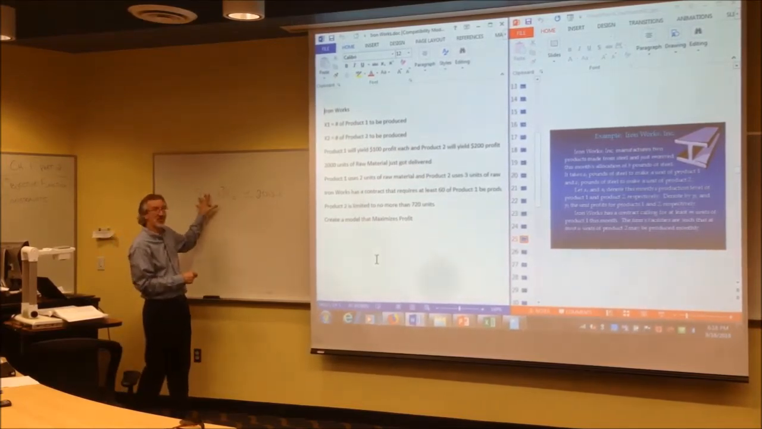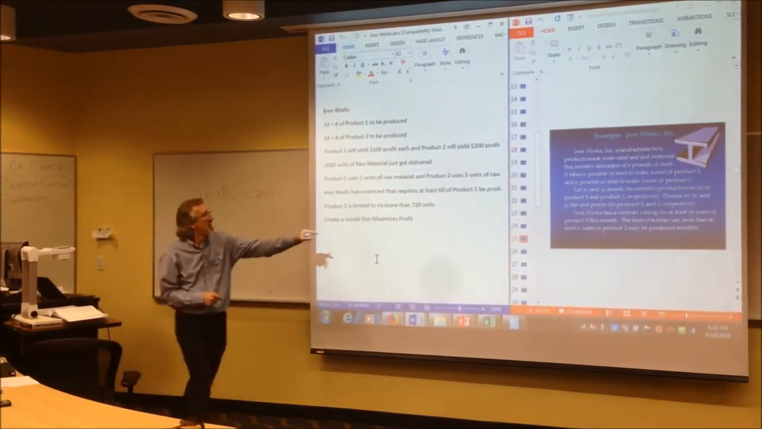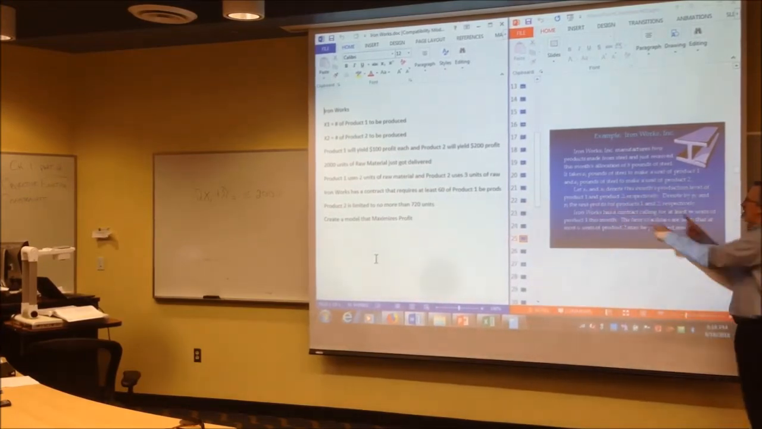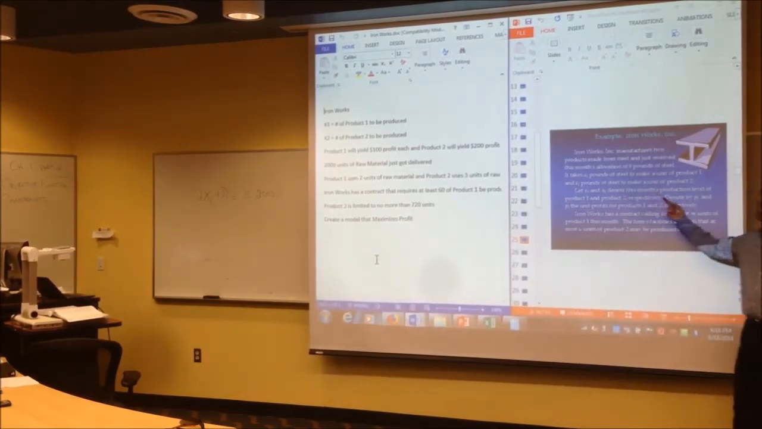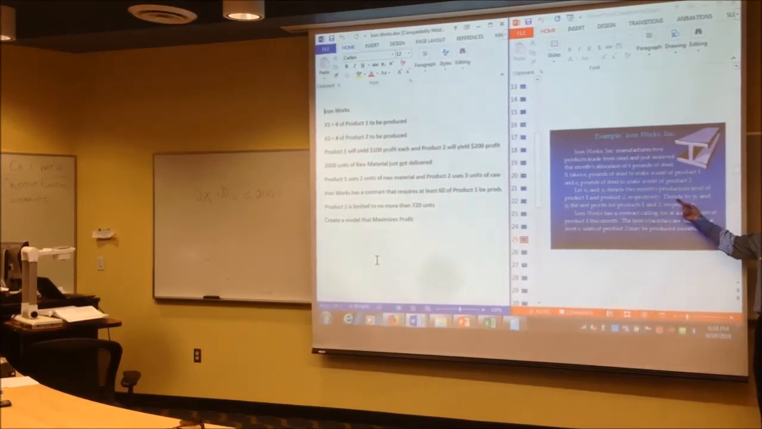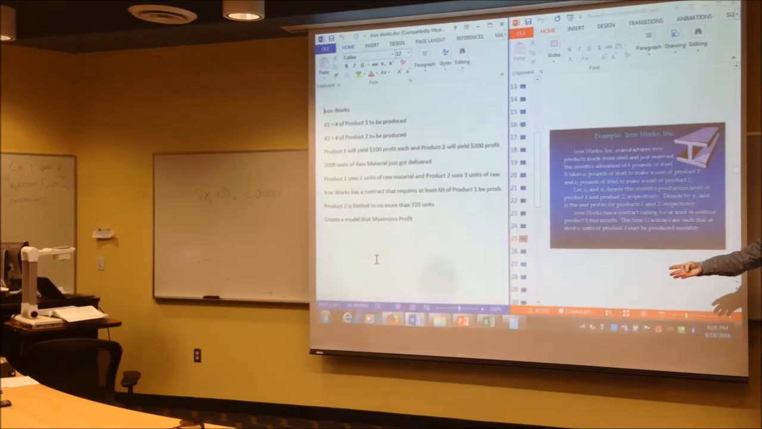There's the amount of steel they're going to use, and when you add them together, it can't go over 2,000 pounds. Next it says, let X1 and X2 denote this month's production. Right there, that sentence is literally telling you the decision that has to be made. This is all about how many of product 1 we're going to make for this next manufacturing cycle, and how many of product 2.